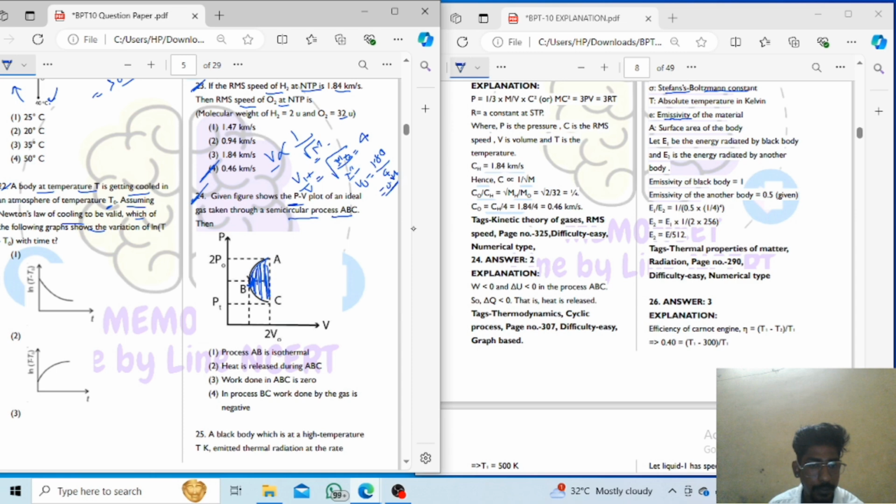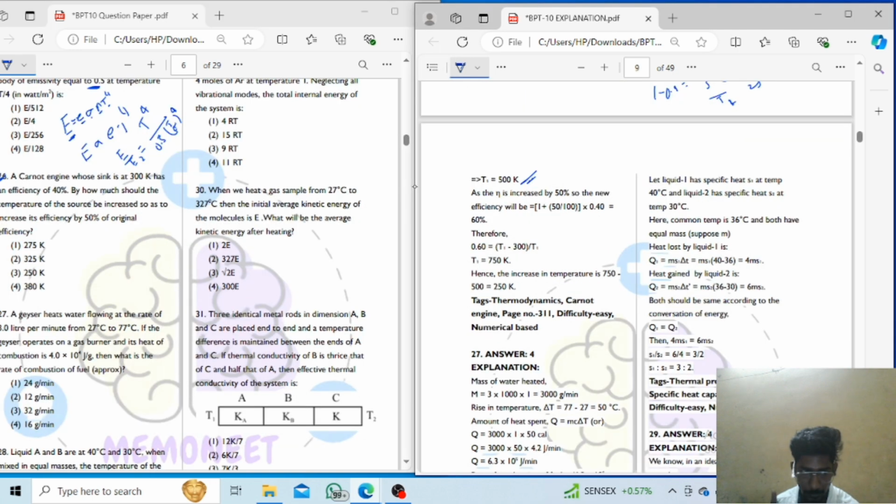Okay, so in the second case the efficiency is increased by 50% of the previous one. 0.40 was the previous efficiency. Now a 50% increase of the previous one means a 20% increase. So 40% plus 20% becomes 60%. The efficiency will become 60%. From that you can calculate with the same process. It will become 750. The previous temperature was 500, now 750. The increase in the temperature is 250 Kelvin.